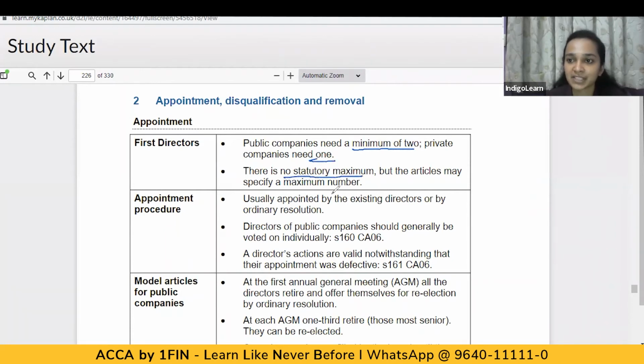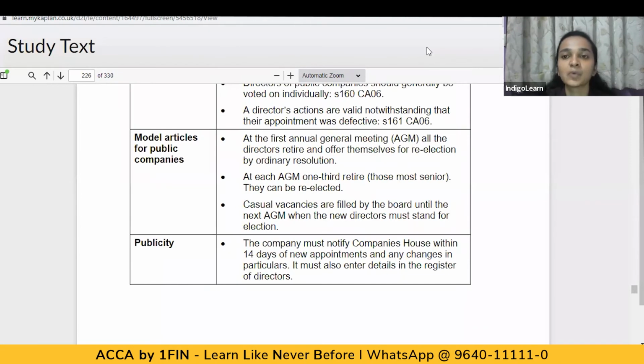No maximum limit is specified statutorily, but the articles may specify a maximum number. What is the appointment procedure? Directors are appointed by existing directors or by ordinary resolution. Directors of public companies should generally be voted on individually. The director's actions are valid notwithstanding that their appointment was defective. So even if the appointment of a director did not happen properly, and it was defective, the actions of the director will still be valid.